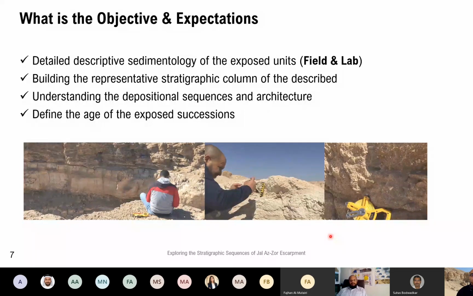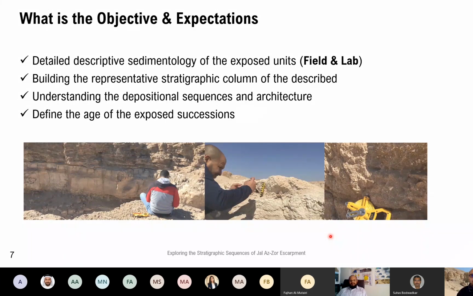So we need to do descriptive sedimentology, which is the basics of the basics that any geologist does when you go to a field outcrop and explore the area. And based on that, we want to go from the foundation, which is the sedimentology, to the upper scale, which is having a representative stratigraphic column of the area.